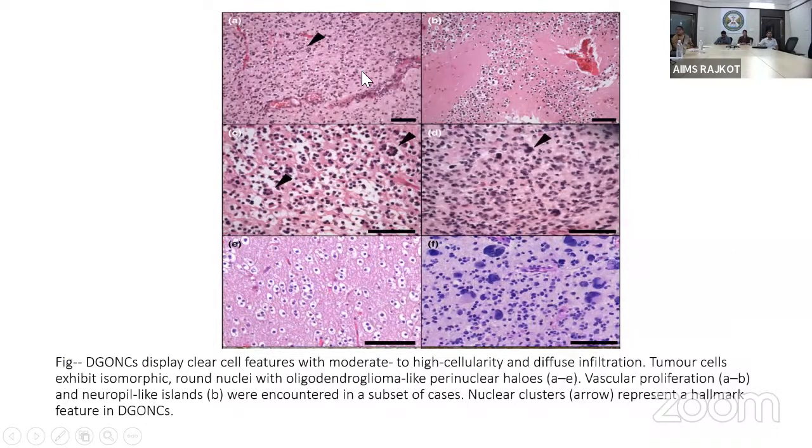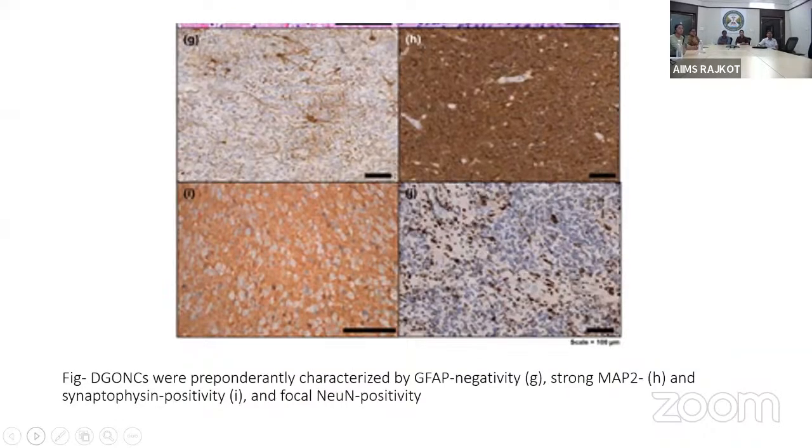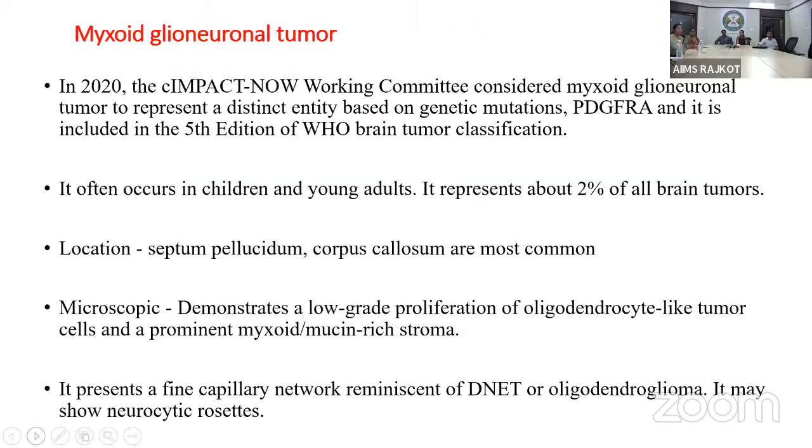On histopathology, this tumor shows a moderate to diffuse sheet-like appearance of oligodendroglioma-like cells with clear perinuclear halos, islands of neuropil-like material and perivascular proliferation, vascular proliferations. On IHC, these tumors are GFAP negative and strongly positive for neuronal markers on immunohistochemistry.